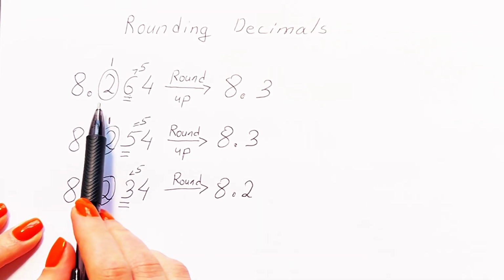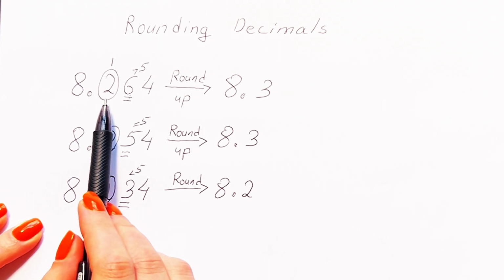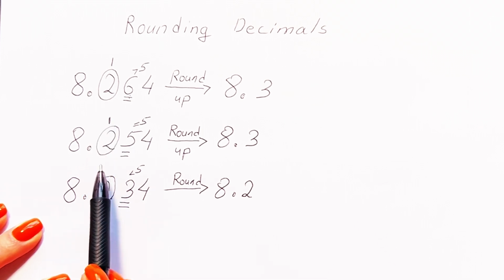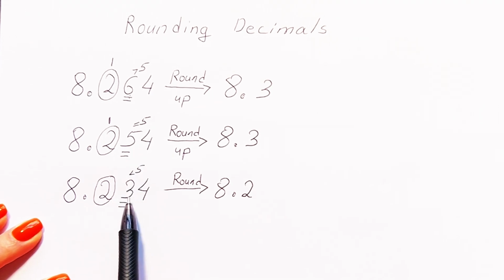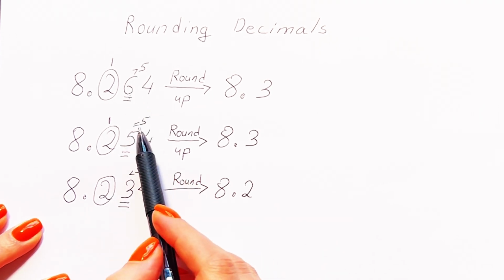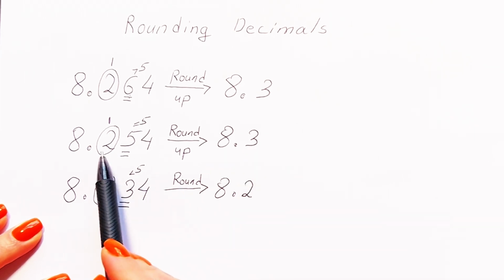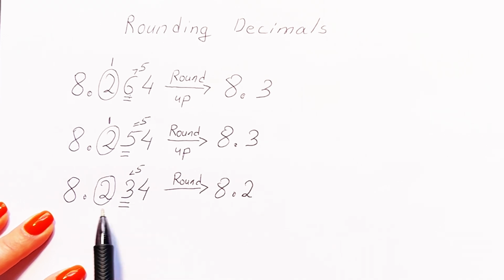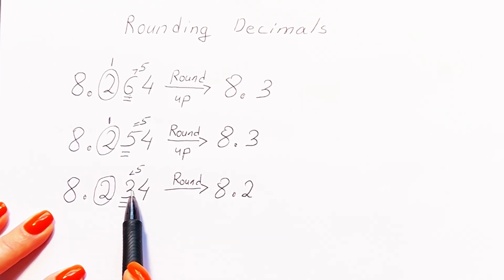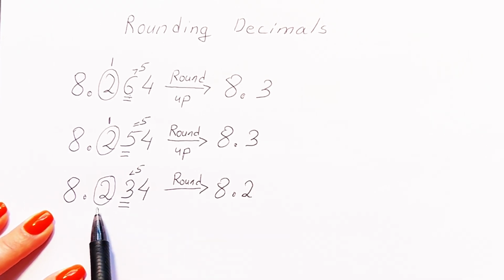Okay, let's review what we did here. Look, if I'm rounding to the nearest tens place and the next digit is greater than or equal to 5, I'm rounding it up. So 2 gonna become 3. If the next digit is less than 5, I'm just rounding it. I'm just crossing out the digits after the tens place.